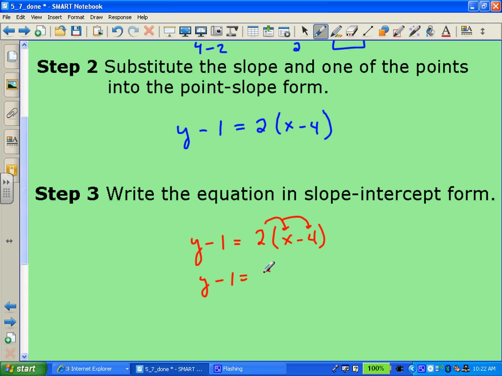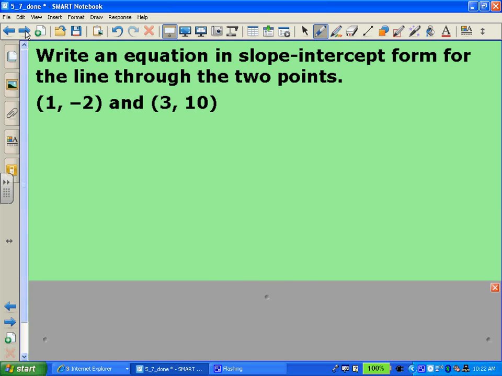So then I have y minus 1 equals 2x minus 8. And then I add the 1 to both sides. So I would get y equals 2x, negative 8 plus 1 is negative 7. So y equals 2x minus 7. Let's look at another one of that same type.